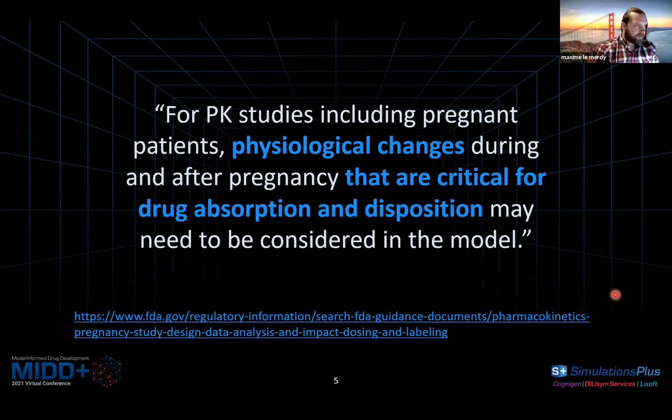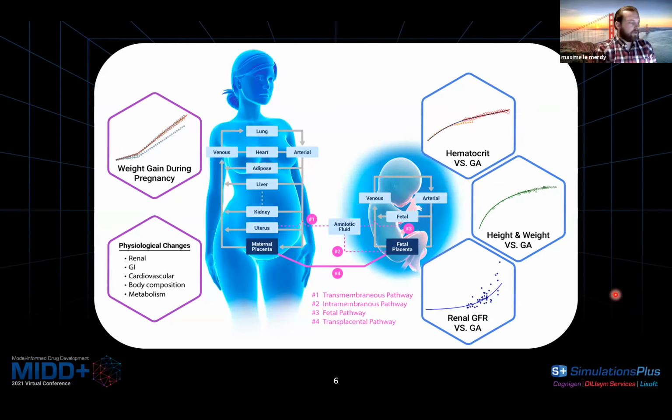So over the last 2 years at Simulation Plus, we have developed a new PBPK model that can look at the maternal difference in physiology at different stages of pregnancy. And that includes, for example, the weight gain during pregnancy, but also all of the physiological changes that affect the renal function, the increase in GFR, for example, the increase in renal size, the impact on the GI tract, the impact on the cardiovascular system, the impact on body composition, and of course, also the impact on metabolism and some of the enzymes that are upregulated during pregnancy.